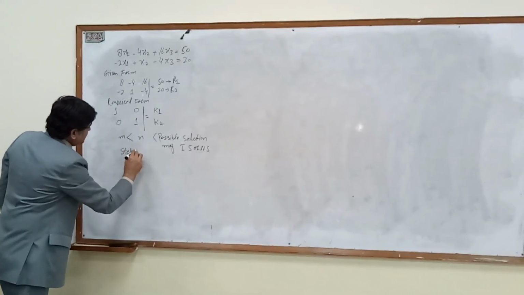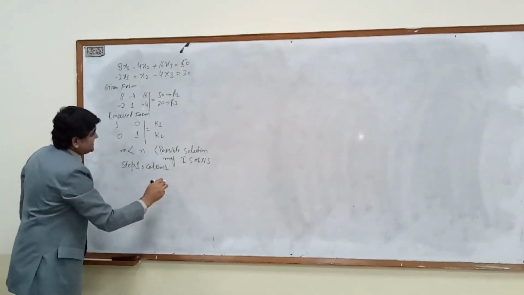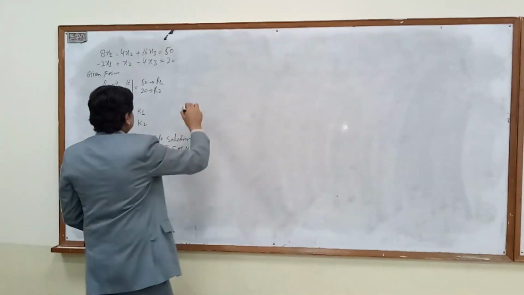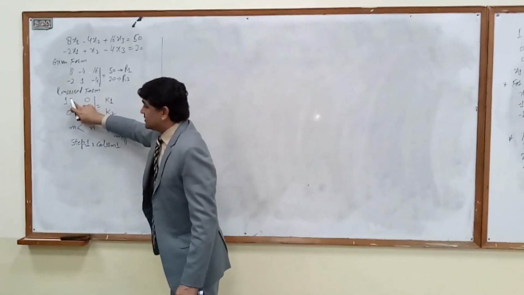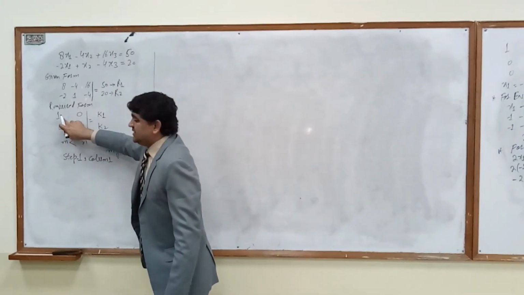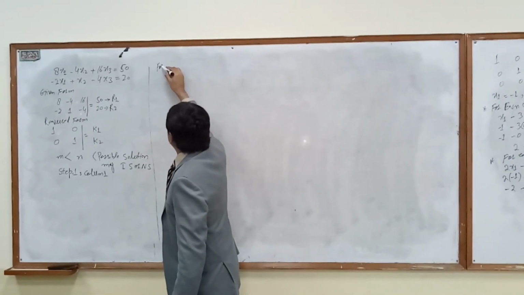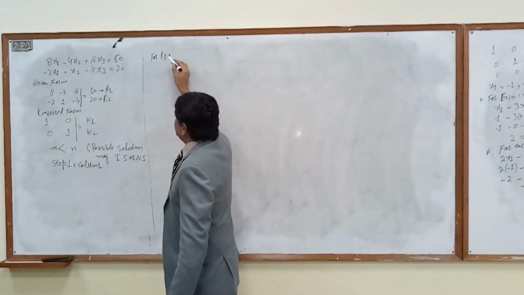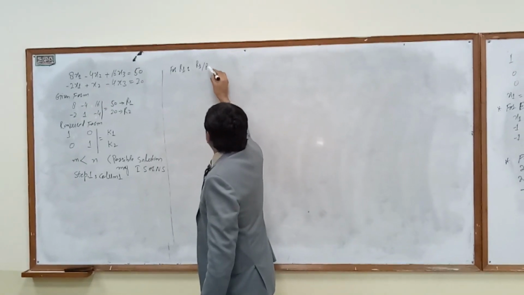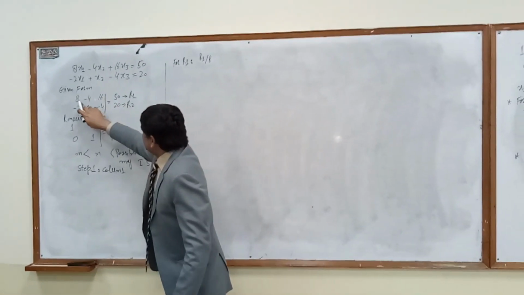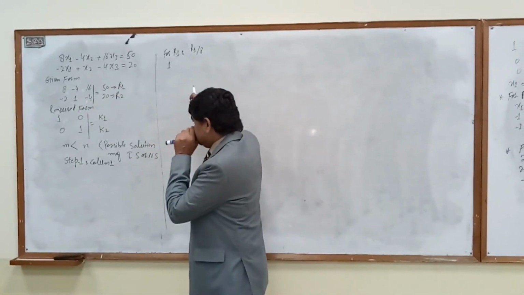So here we solve column 1. Step 1 deals with column 1. What is column 1? 8 and minus 2. What is required? 1 and 0. In row 1 we require 1, and given is 8. We operate on row 1, so row 1 is divided by 8. So 8 divided by 8, the answer is 1. Then 8 divided by minus 4.